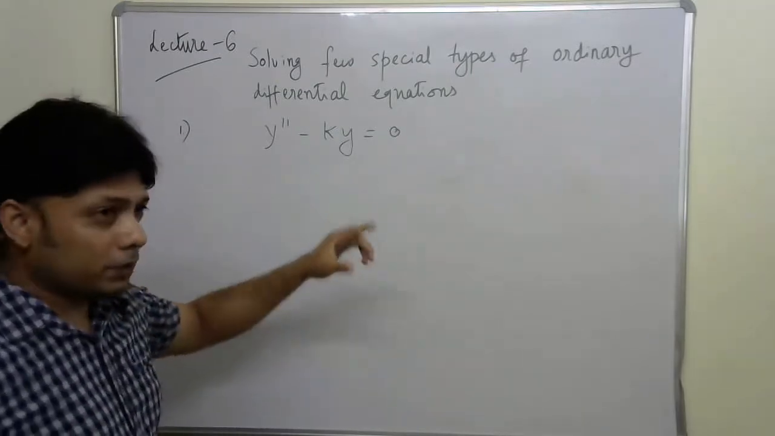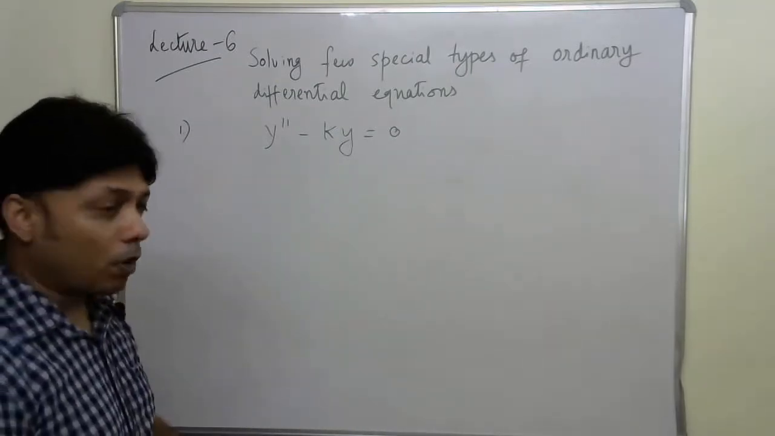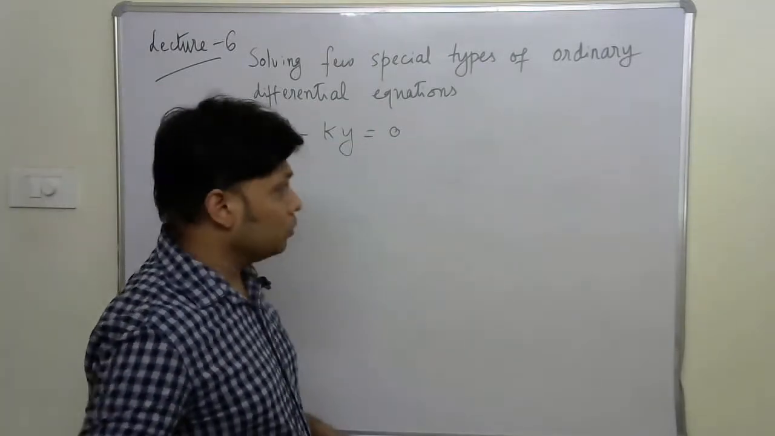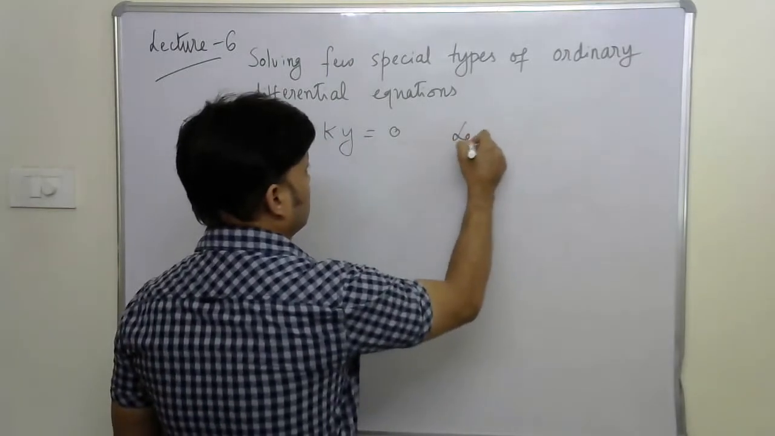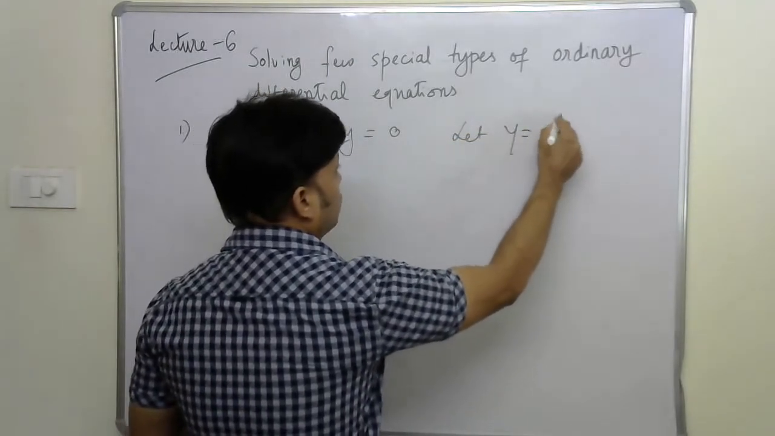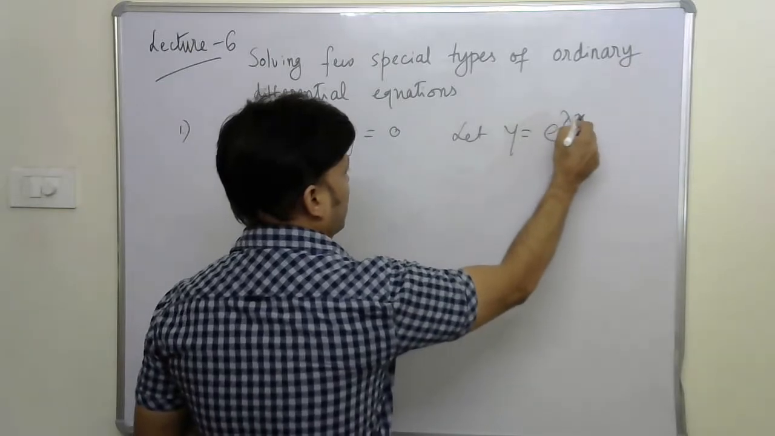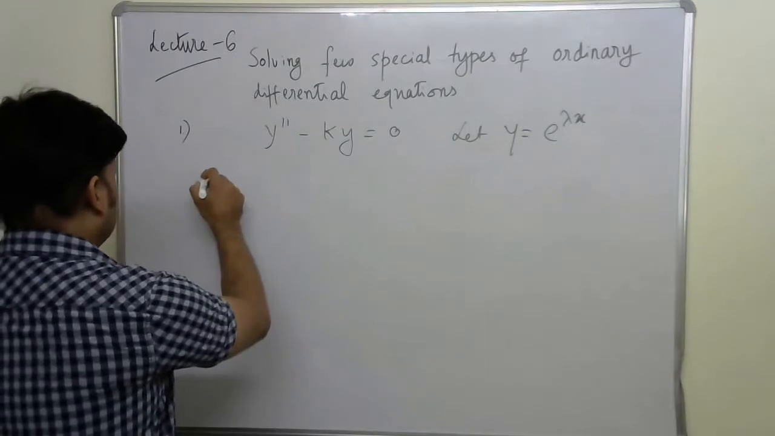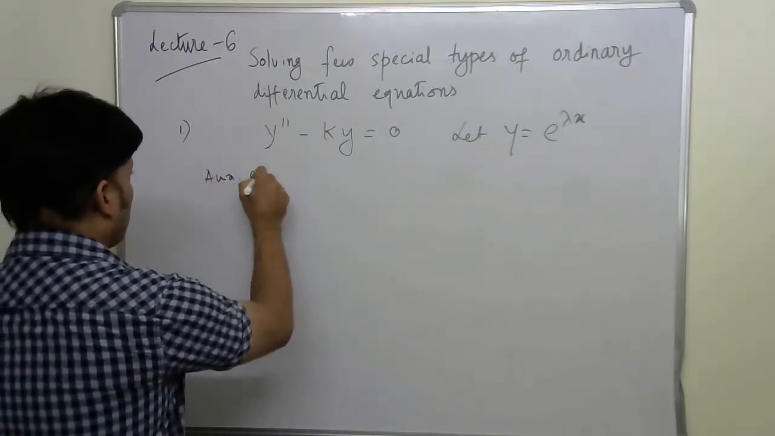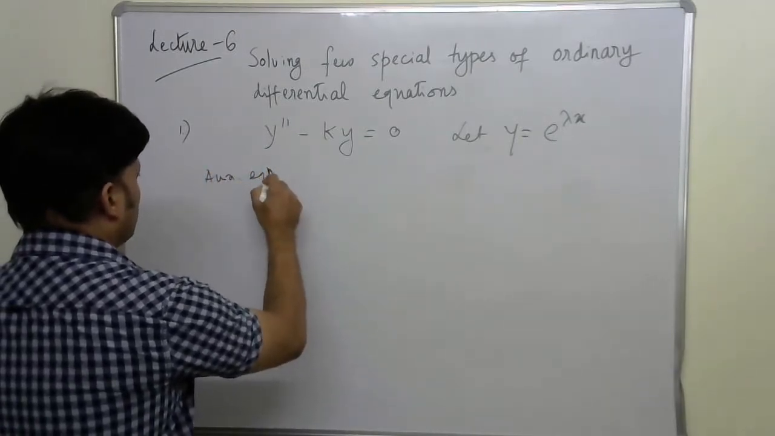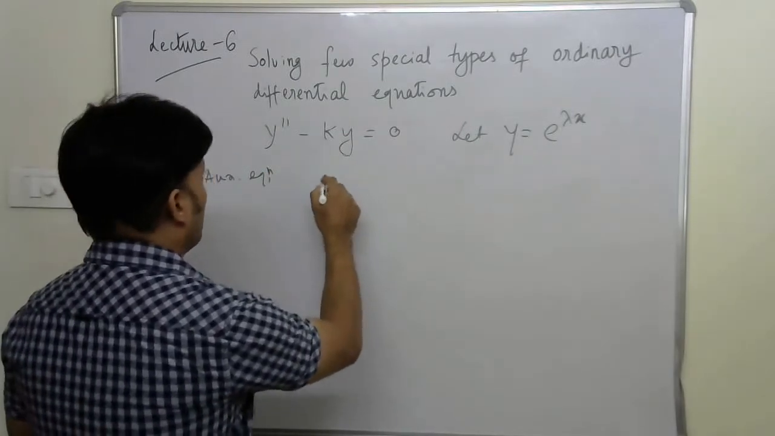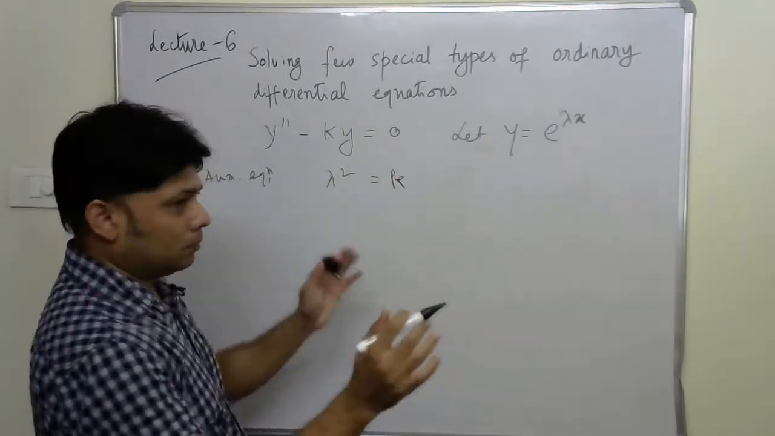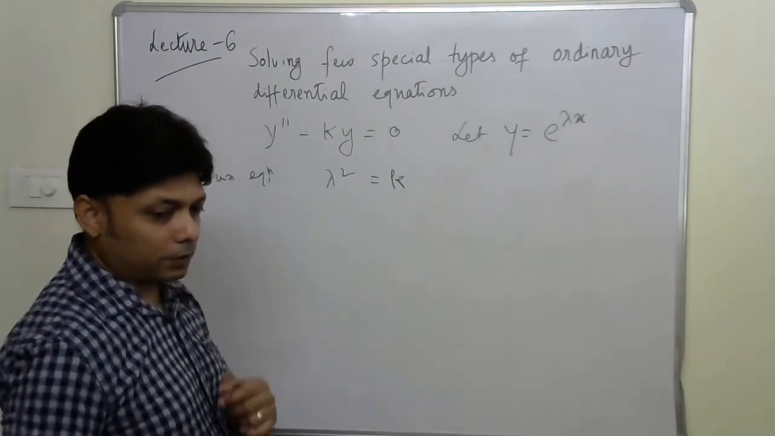So we need to solve this equation y double prime minus ky is equal to 0. So as usual, let's assume that y is equal to e to the power lambda x as a general solution. So then the auxiliary equation obviously becomes lambda square is equal to k. So I am just solving it in shorter fashion.